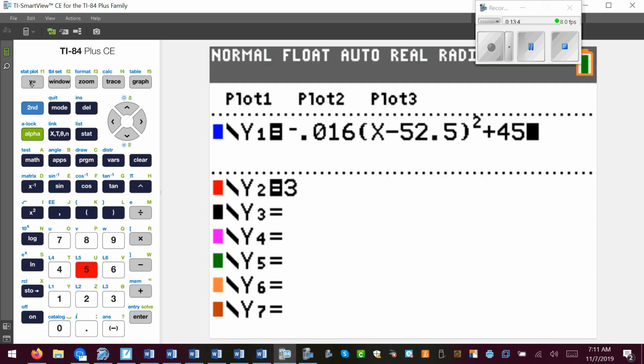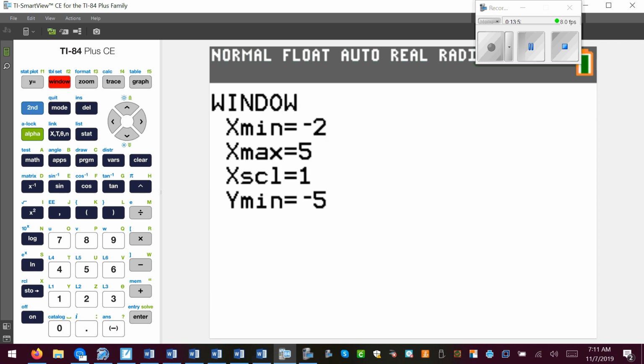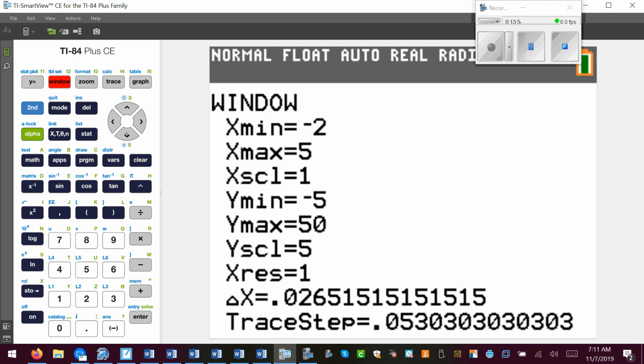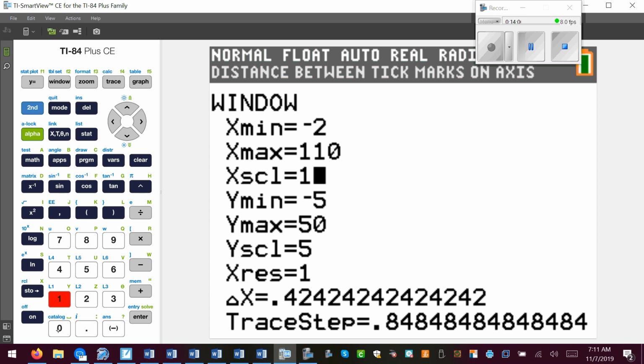So when I go to set my window, let's clear out y2 also. I can start at -2 again. My x value of the vertex was 52.5. If I double that, I get 105. So I'm going to go a little bit bigger. Let's go to 110. And I'm going to need to change my scale to something like tens if I'm counting from -2 to 110. My y minimum's fine. If you want to change it to 0, you can. The y value of the vertex was 45, so 50 will probably work for me.